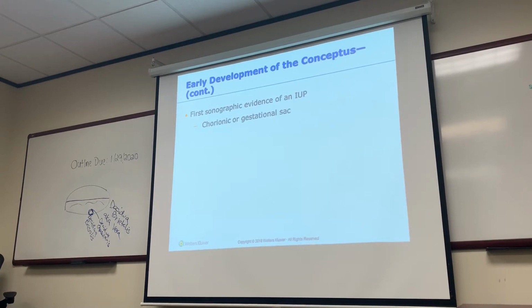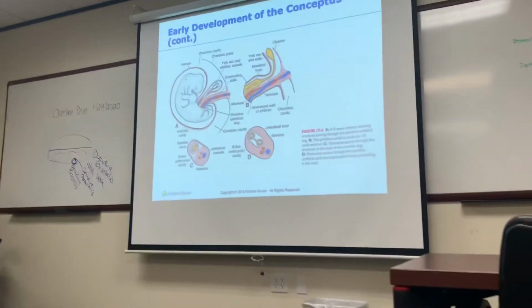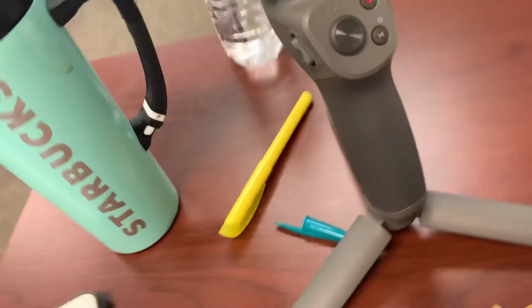The first sonographic evidence of an IUP. There's three things. We need to see decidual reaction, then we see a gestational sac, and then we see a yolk sac. Okay, that's the order that it happens in. Decidual reaction, gestational sac, yolk sac. Okay.